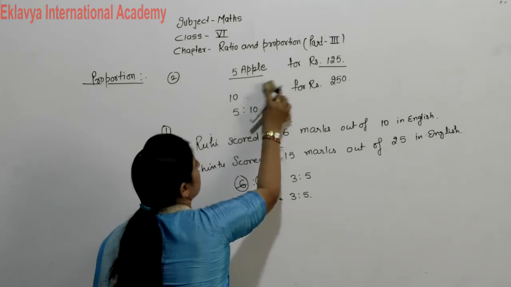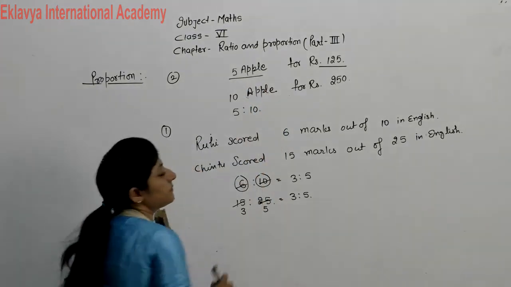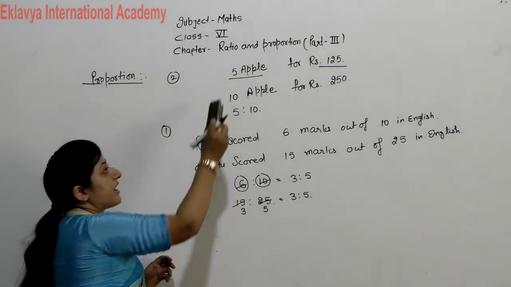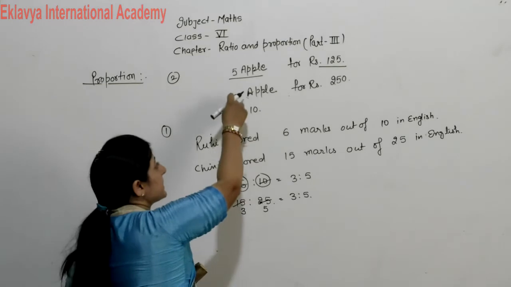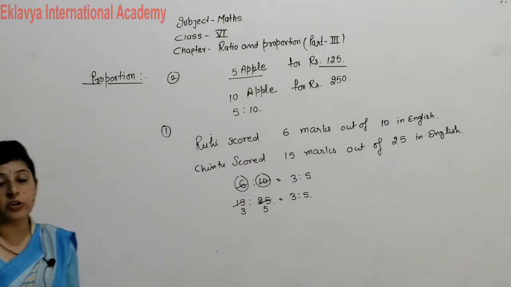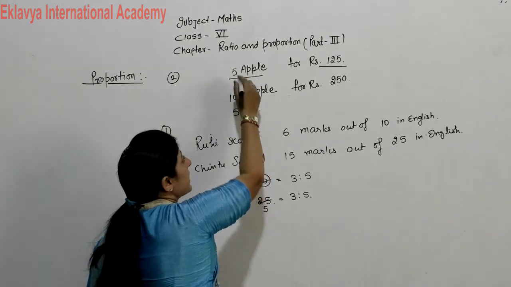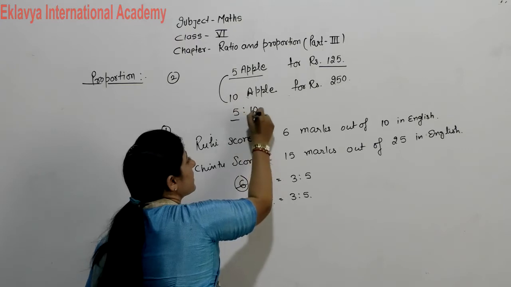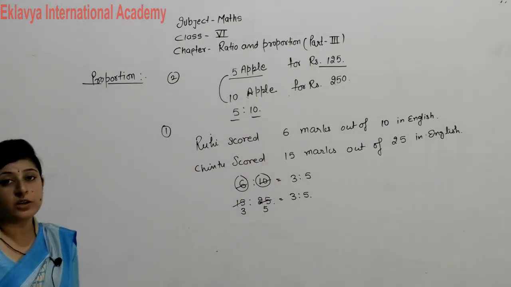Or if you confuse, write down 10 apples again. He purchased 5 apples for rupees 125, and another person purchased 10 apples for rupees 250. Who pays more? We want to decide it. So both are apples, it means we can take a ratio, 5:10.